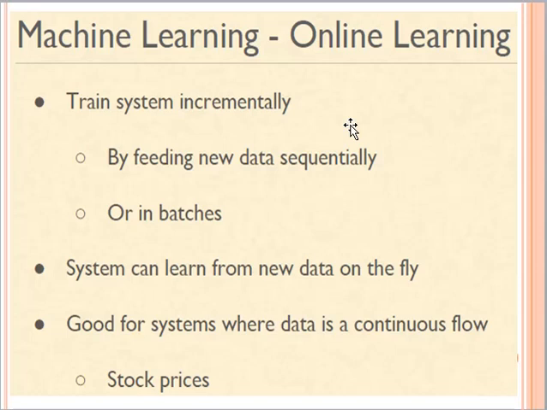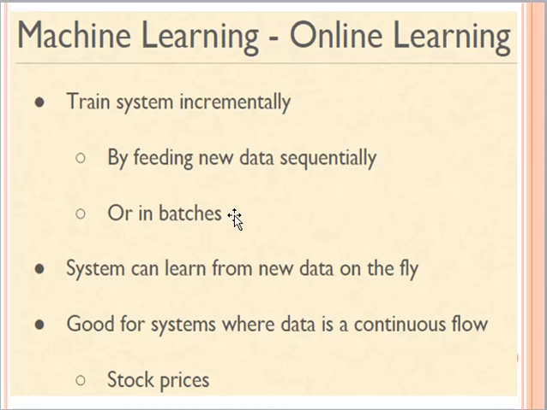So in online learning, we are basically training the system incrementally. It is not a one-time process, it is now an incremental process, and we are feeding the new data to the system sequentially, right? So it is a sequential manner. The data is being provided to the system, and it can also be in the form of batches. The system can learn from new data on the fly, right? So whenever the new data comes in, we will pass it to the system, and our system will learn from the new data. Good for systems where data is a continuous flow, right?